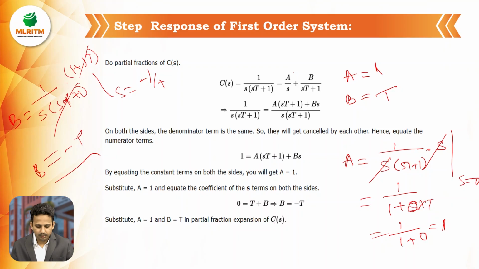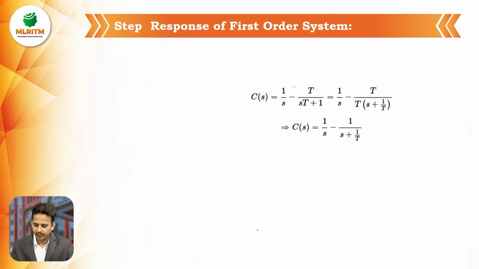Okay. Now substitute these A and B values here. So C of s is equal to, the A value is 1, so A by s or 1 by s, minus tau by (s tau plus 1).